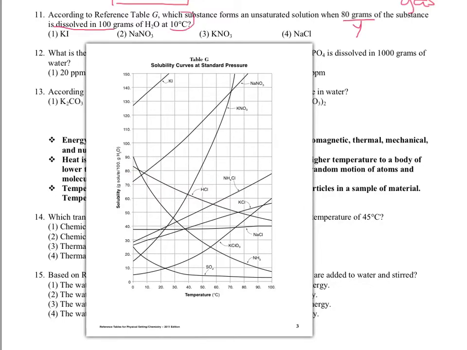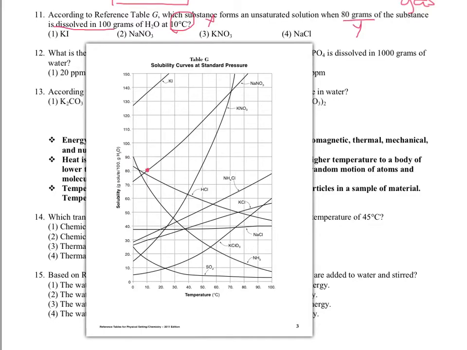And at 10 degrees Celsius, so this is x. So when we find this xy coordinate, 10 and 80, we will first place a mark on our graph. And we're asked which substance will have an unsaturated solution. If this was unsaturated, it should be under the line of interest.